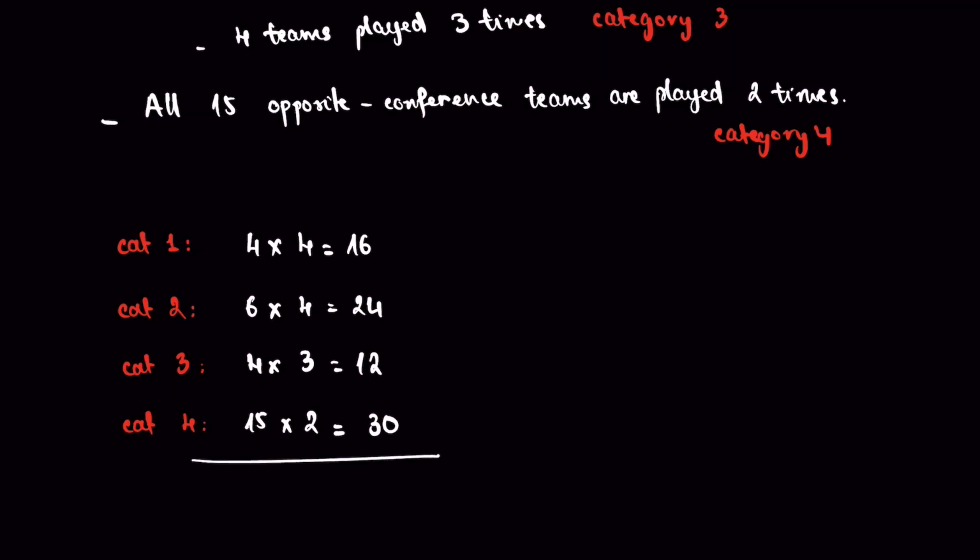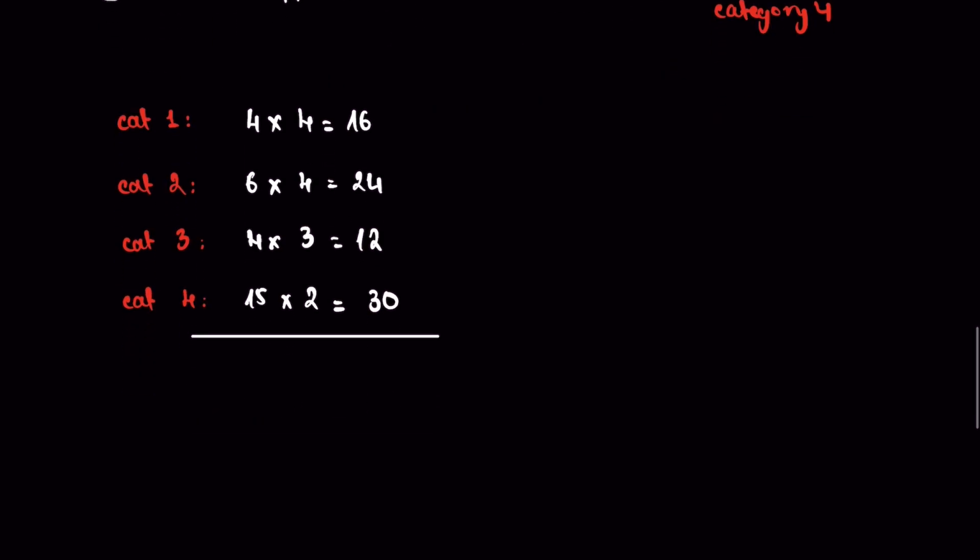Because we choose from these different categories, the total number of games in the entire regular season is going to be 16 plus 24 plus 12 plus 30, which gives you 82 games in the regular season.